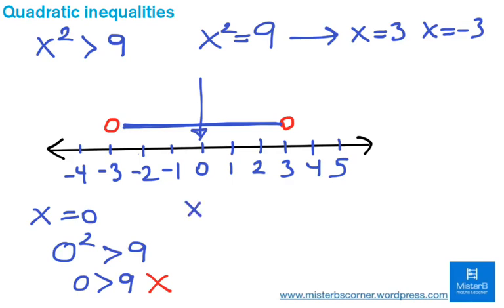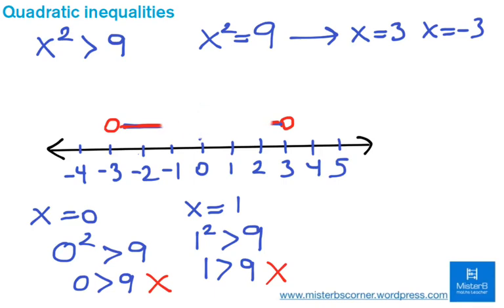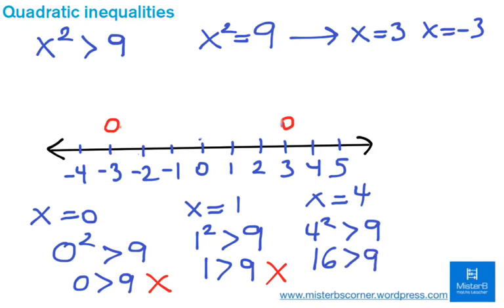I could choose another one, x equals 1, right? 1 squared is greater than 9. Well, 1 squared is 1, which is not greater than 9. So, actually, the region where I'm choosing my numbers is not the region I'm looking for. So basically, I will ignore this bit. Now I can try x equals 4. 4 squared will be 16, and 16 is greater than 9. So that's good. I'm going to consider this region.